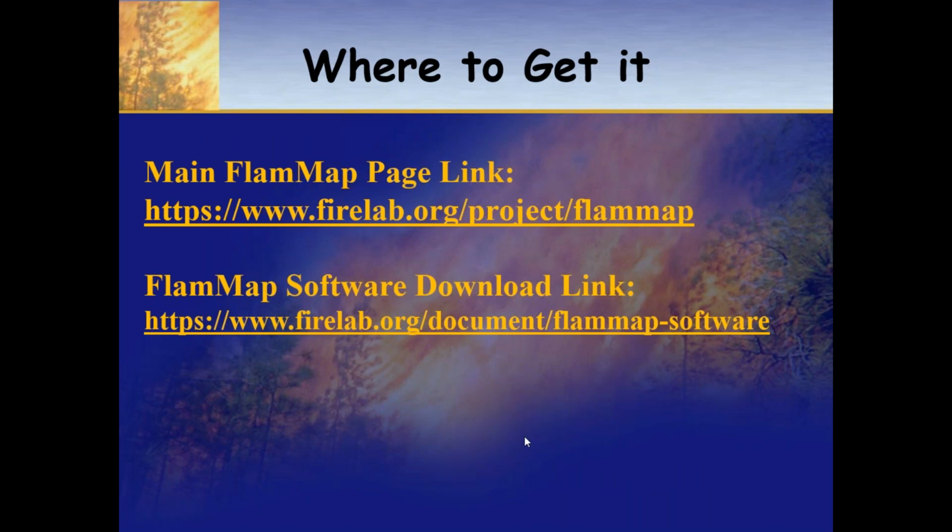Where to get it? If you basically go to www.firelab.org and then look for the fire behavior applications, and then look under the applications and look for FlamMap, you can get there. These are two direct links, one to go to the main FlamMap page and one to go directly to where the software can be downloaded.